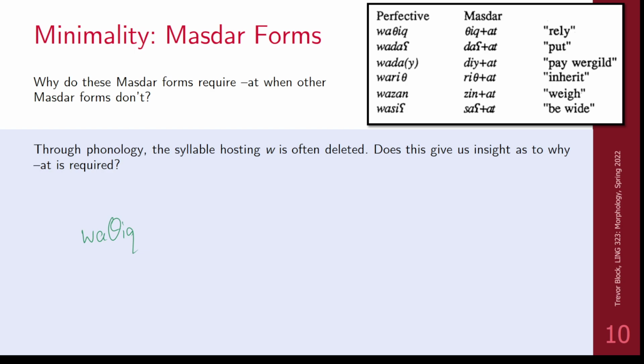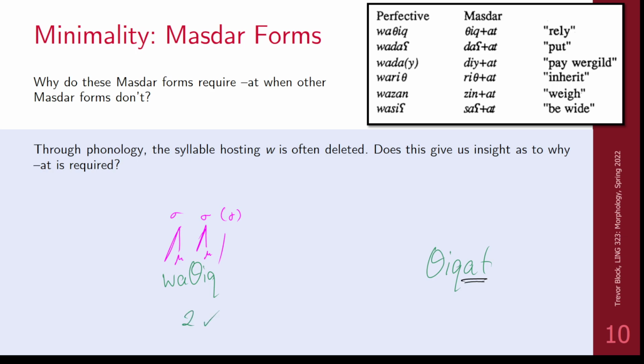So in the perfective, you have wathik, and in Masdar, you get thikat. But what's interesting is that this is a feminine suffix. And there's nothing feminine about the form, it's just a feminine suffix, but it needs to be there in a lot of these words. So why is that? Well, if we think about the moraic structure of the original word, wathik, what we would end up with is a mora on wa, a mora on u, and then we'd have this extrametrical consonant at the end. But this meets the requirements of two mora.